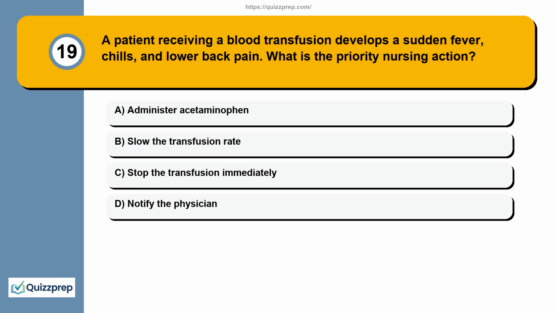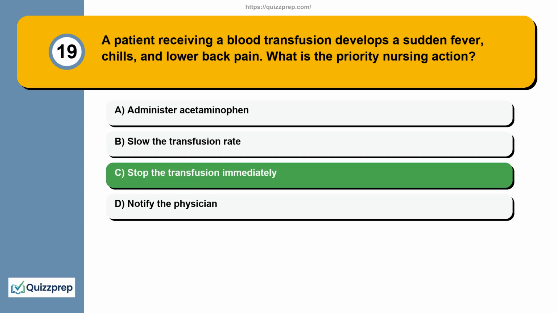Question 19. A patient receiving a blood transfusion develops a sudden fever, chills, and lower back pain. What is the priority nursing action? Here are your options. Option A: administer acetaminophen. Option B: slow the transfusion rate. Option C: stop the transfusion immediately. Option D: notify the physician.